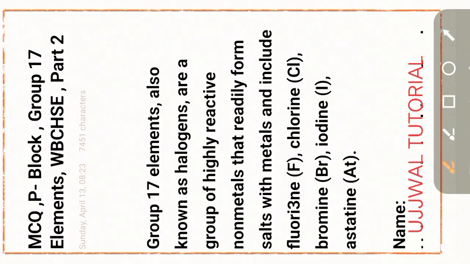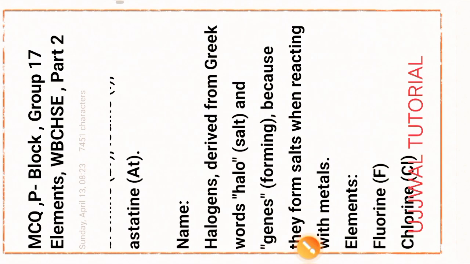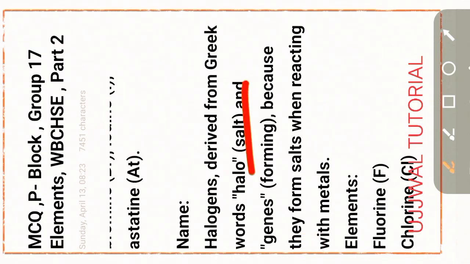Group 17 elements are also known as halogens. This group is made of highly reactive elements, including fluorine, chlorine, bromine, iodine and astatine. The word halogen comes from the Greek words halo, meaning salt, and genes, meaning forming. So the whole word means salt-forming product.